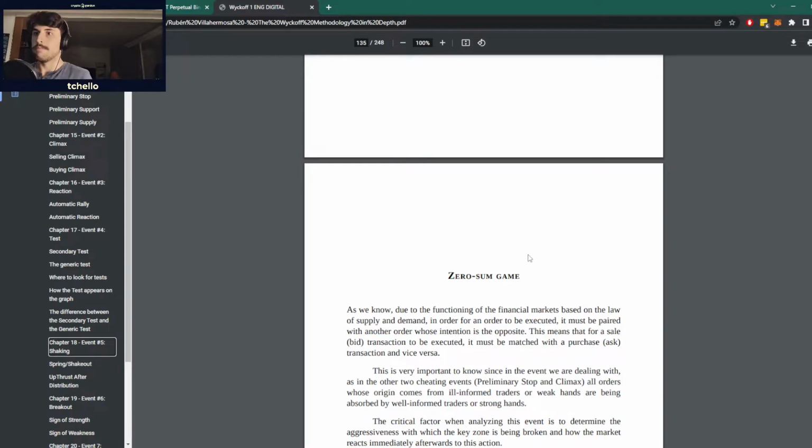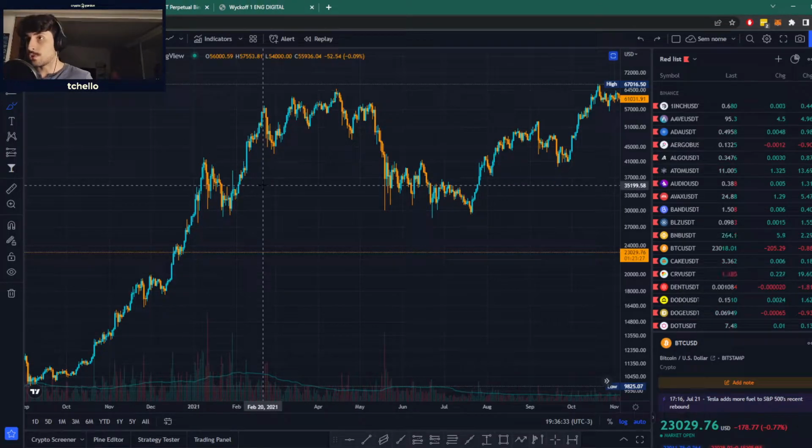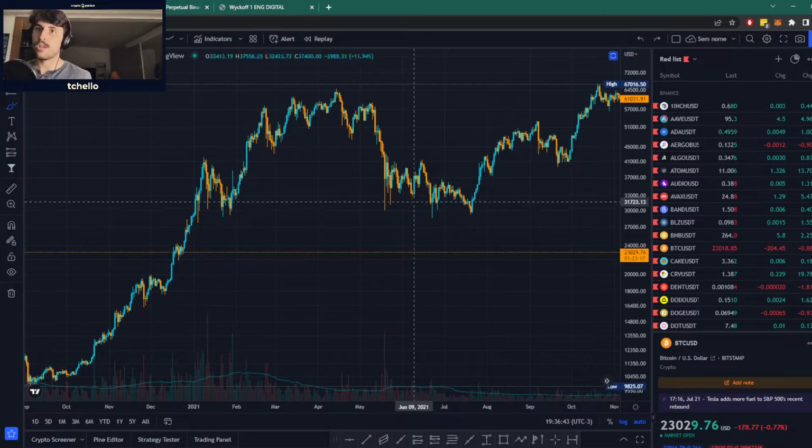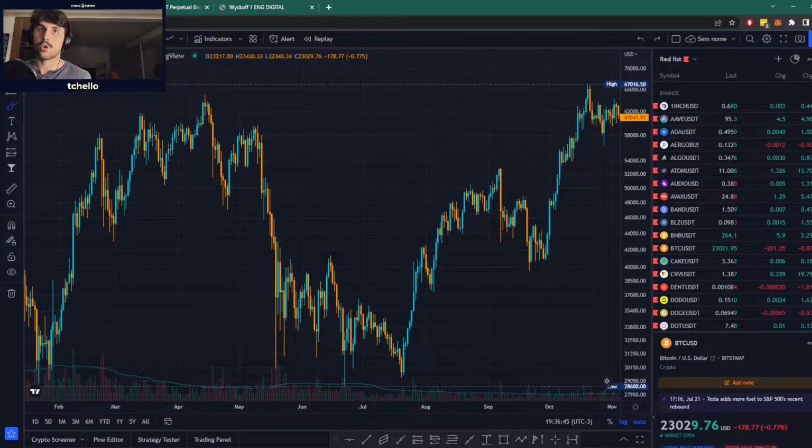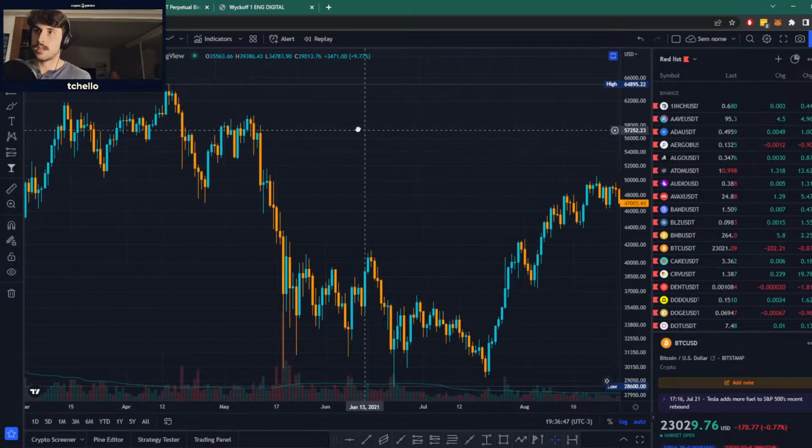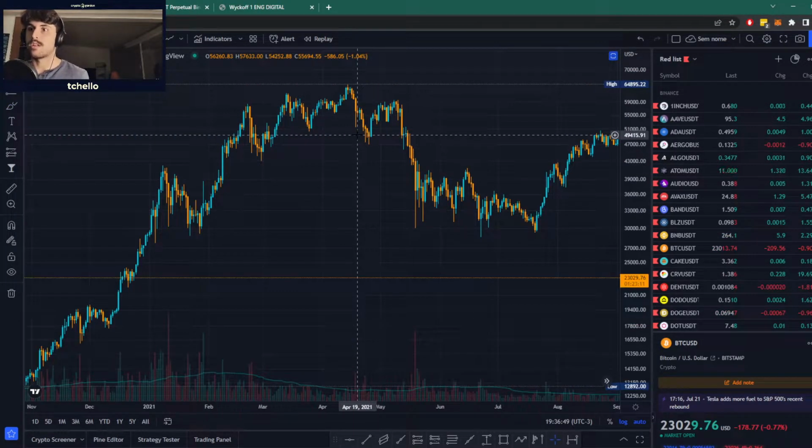Now, as we know, trading and financial markets in general are zero-sum games, at least in the short term, because for every single buying order, there must also be a selling order on the other side. And so whenever price goes up or goes down, it is because there is less buying volume than selling volume.